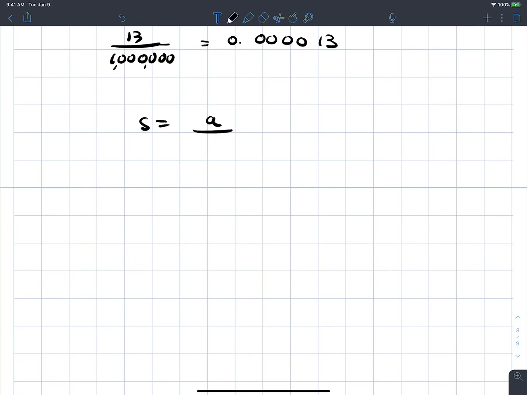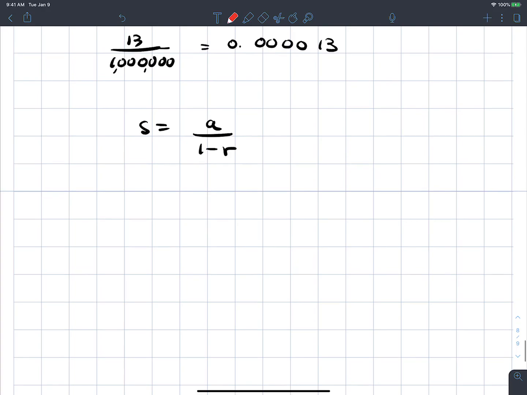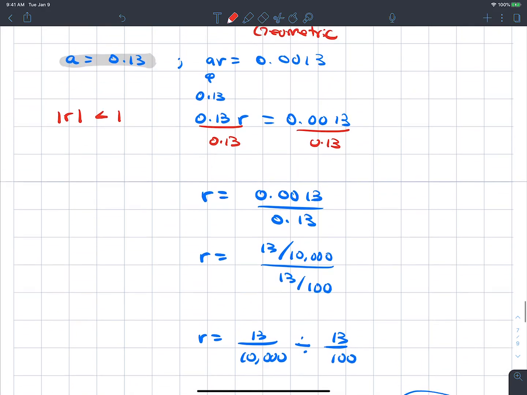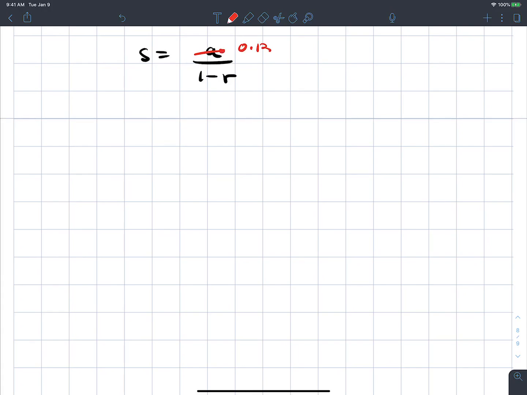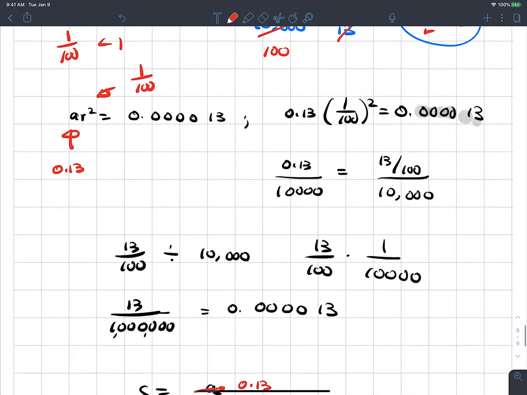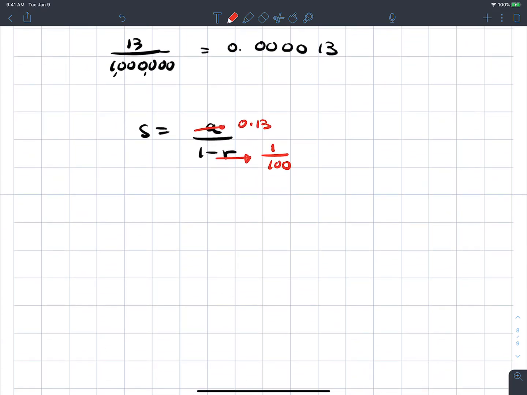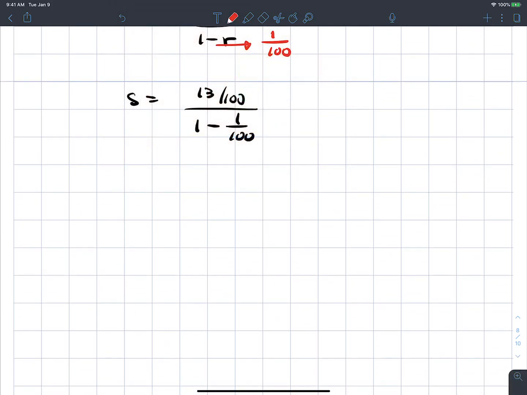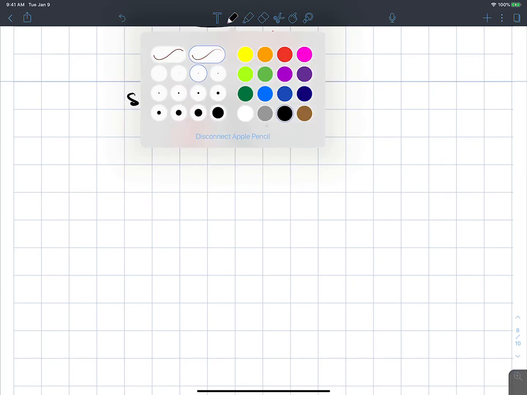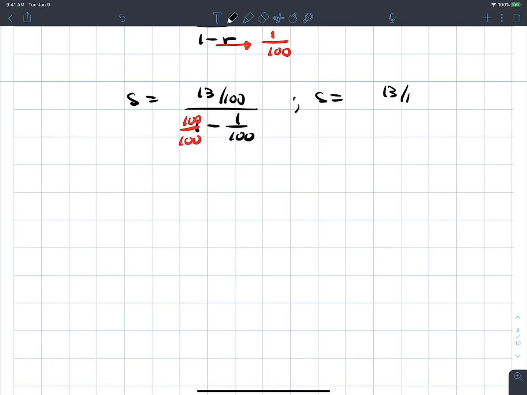Well, my sum is a over 1 minus r. So go back to your values, a and r. What was a? A here is 0.13 or 13 hundredths. So a is 0.13. What's r? That's 1 over 100. So let's see what this sum gives us. And we're going to do some more arithmetic. This is 13 over 100 over 1 minus 1 over 100, because that's what r is. Replace 1 with 100 over 100. So my sum is 13 over 100 over 99 over 100. And what you guys will get is this is 13 over 99.